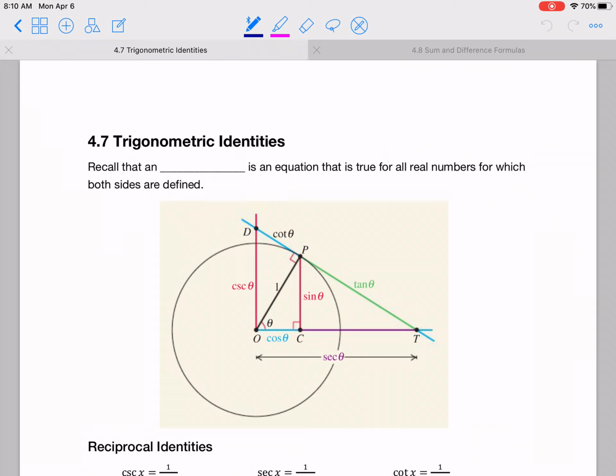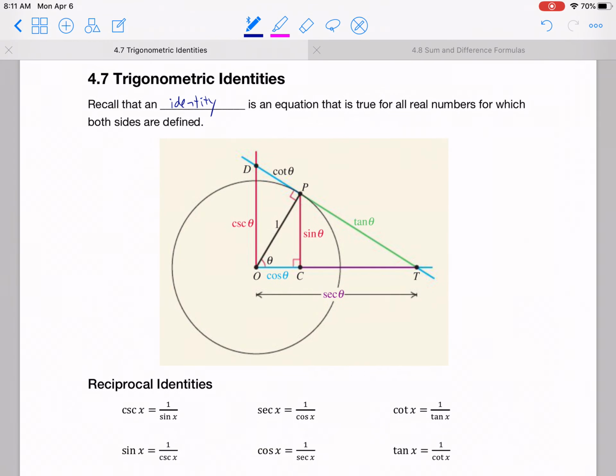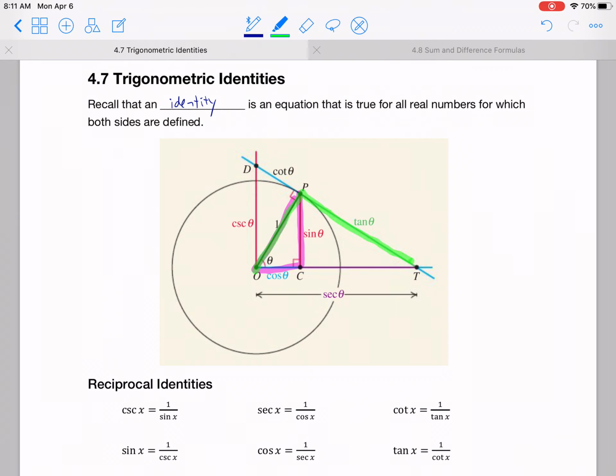So 4.7, trigonometric identities. Recall that an identity is an equation that is true for all real numbers for which both sides are defined. You can see here in the picture, we actually have everything defined geometrically for all our trigonometric functions. And you can go through and look at these as though they are similar triangles. For example, this triangle right here is similar to this bigger triangle over here.